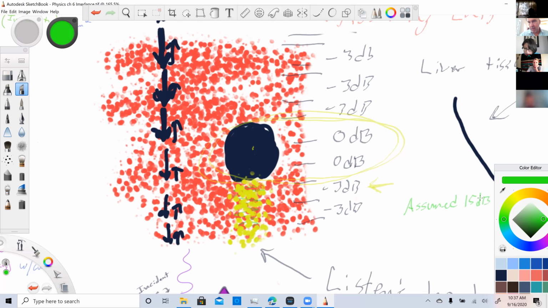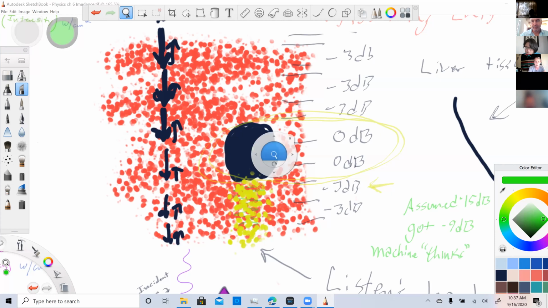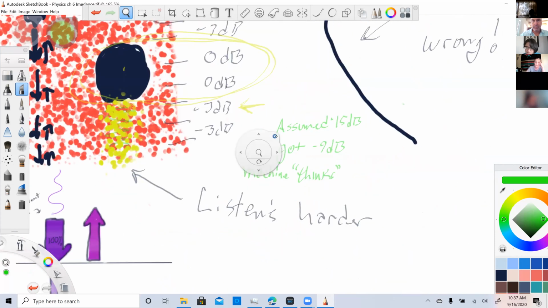So we assume 15 dB. I'm just going to put a negative 15 dB, but we actually got negative 9 dB, which, by the way, between 9 and 15 is a huge difference. Therefore, machine thinks echoes are stronger.